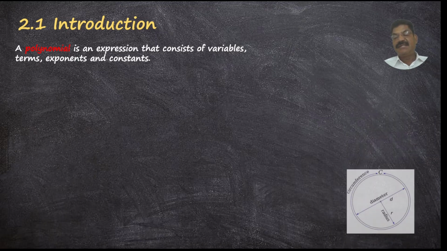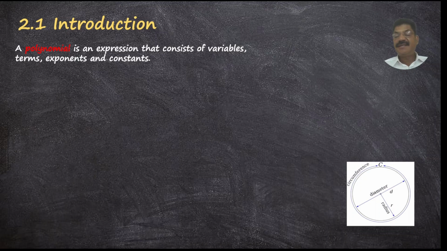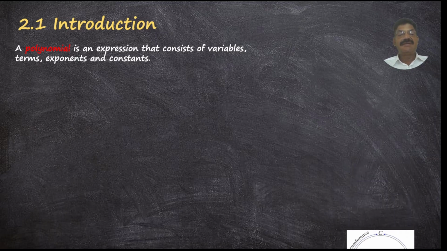Let us see one more example. This is a circle with a diameter D. Then the ratio between the circumference and the diameter is always a constant. Whatever the diameter of a circle be, the ratio between circumference and the diameter is always a constant. Therefore, the diameter is a variable, circumference is a variable, but the ratio between circumference and the diameter is always a constant. So, there is a difference between variables and constants.